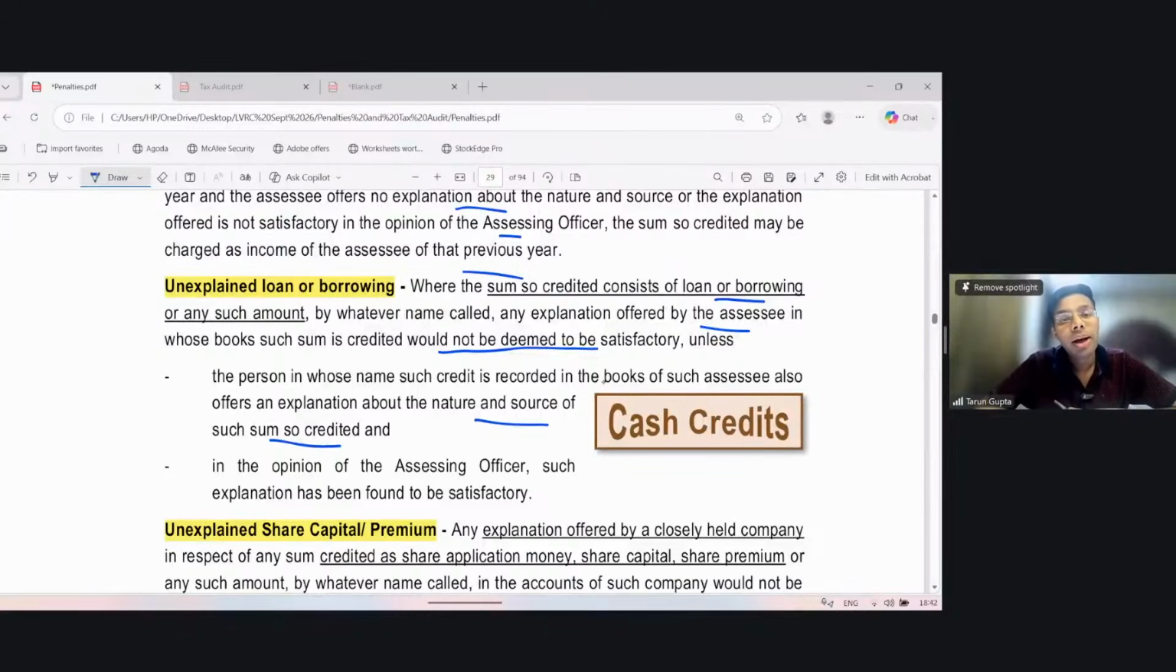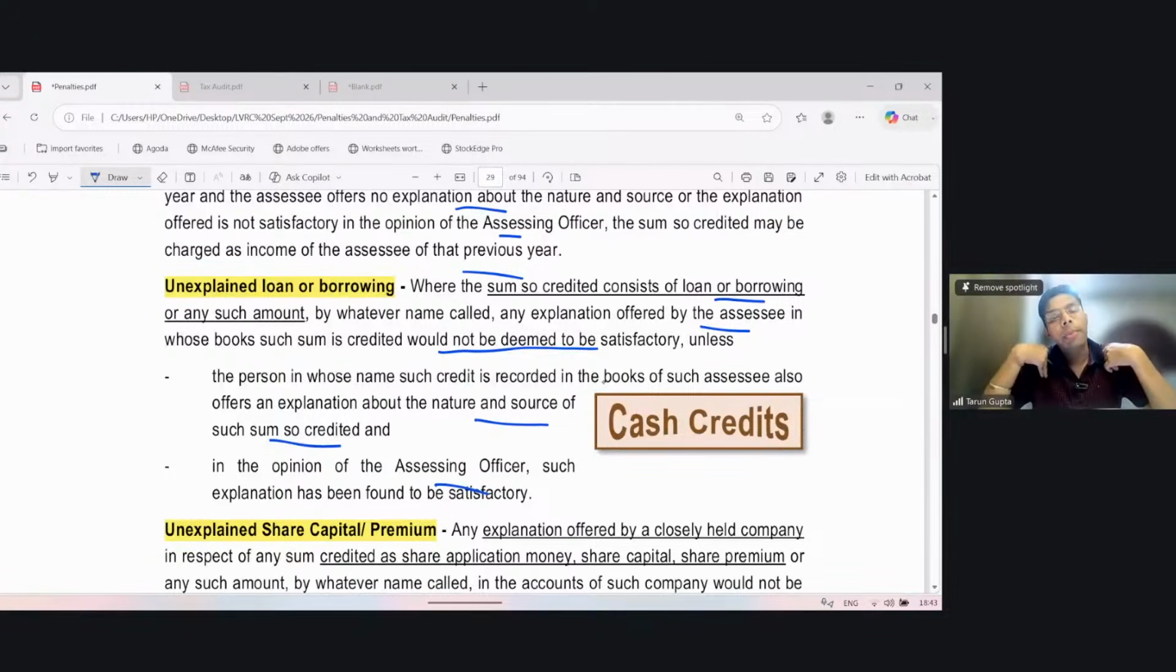So unless the person in whose name such amount is credited in the books of account also explains the nature and source, and such explanation is satisfactory in the opinion of the AO, it is not accepted. So if I have taken a loan from you, such loan amount shall be credited in my books of account. Then at the time of my assessment, I have to explain the nature and source of this loan amount, this credit entry. And not only this, you also have to explain the nature and source of this amount in your hands. Only in that case will my explanation be deemed satisfactory.